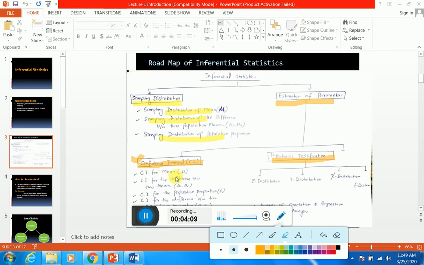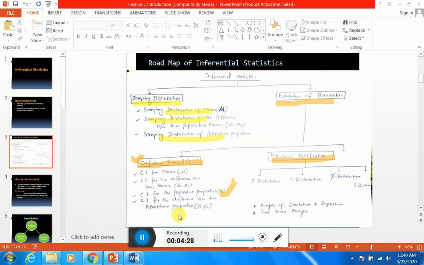Confidence interval for mu, the population mean. Then confidence interval for the difference between two means, simply stated mu1 minus mu2. Confidence interval for the population proportion, that is simply P. And the last, confidence interval for the difference between two population proportions, that is simply P1 minus P2.